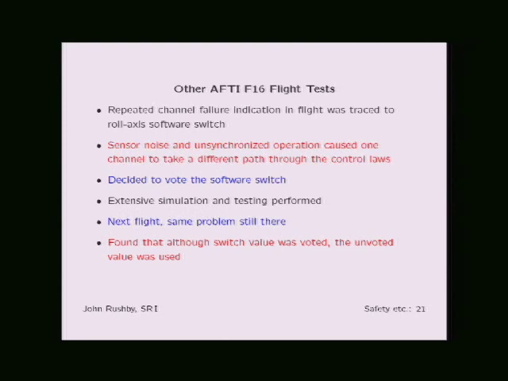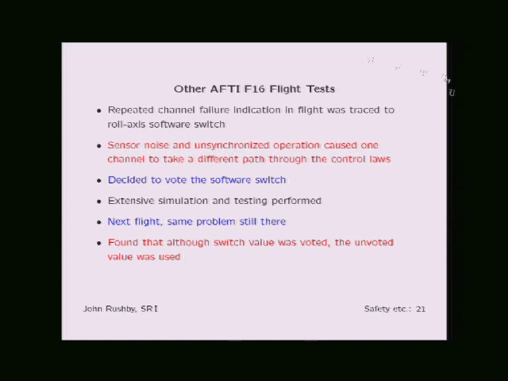So in this case, what happened? There was again a repeated indicator during flight of a channel failure, a computer failure, and that was traced to a particular piece of software. When they looked through it, they saw one of the channels was taking a completely different path. The trajectory it was computing for the plane was completely off from the other two.